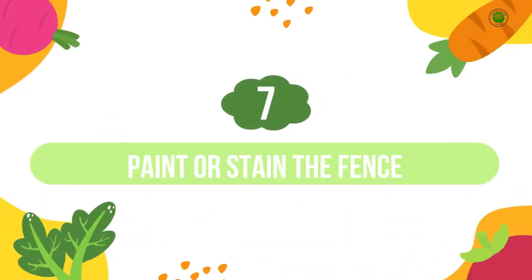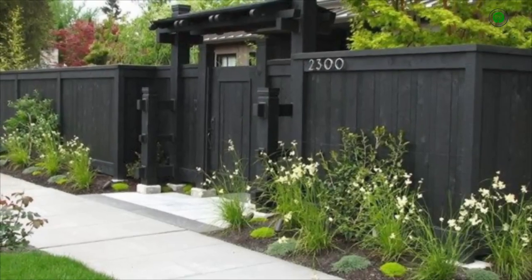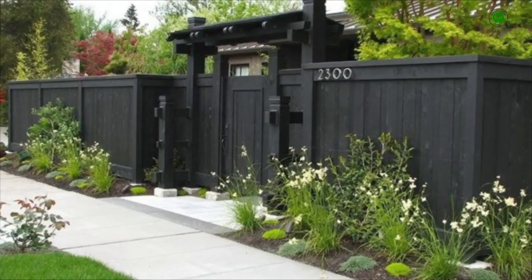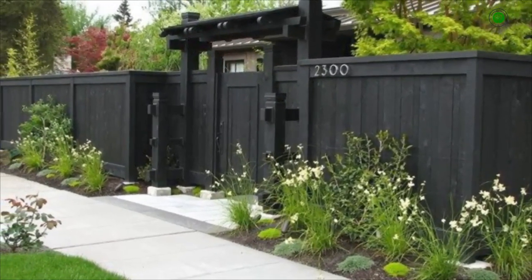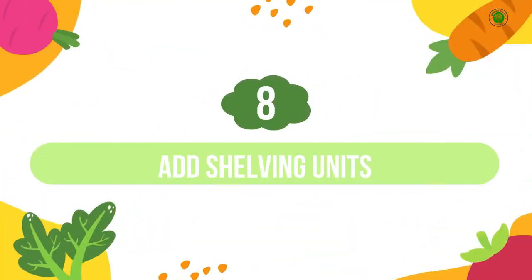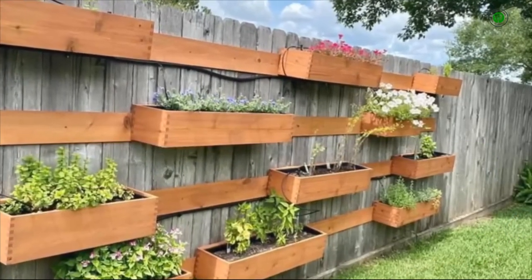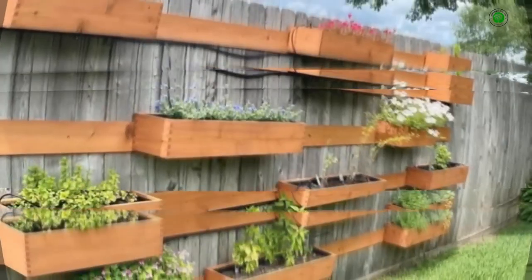Seventh, paint or stain the fence. Choose a paint or stain color that complements your garden's overall color scheme. A fresh coat can instantly revitalize an aging fence. Consider using contrasting colors for planters or decorative elements. Eighth, add shelving units. Attach small shelves to the fence to display potted plants, garden ornaments, or even small tools.